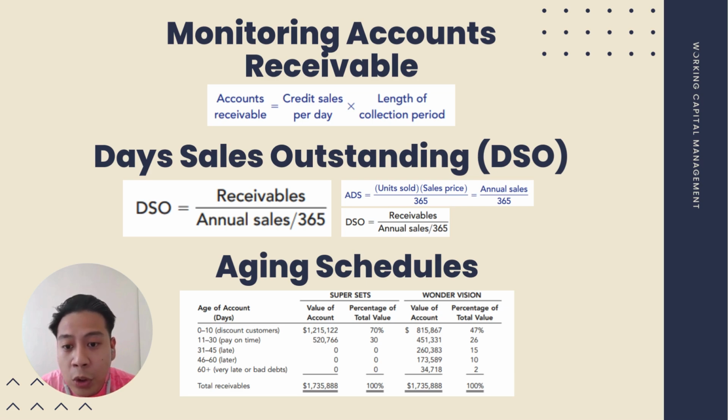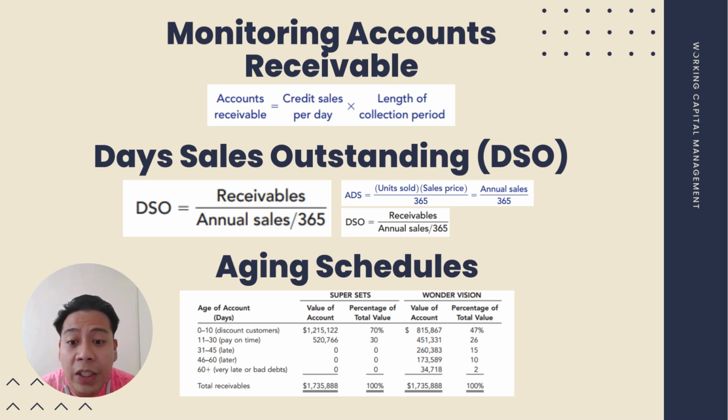For example, Supersets and Wonder Vision both have the same total receivables on credit terms, but Supersets shows that all customers are paying on time, 70% by day 10 and 30% by day 30. In contrast, Wonder Vision has 27% of customers paying their receivables over 30 days past due, indicating many customers aren't adhering to payment terms.